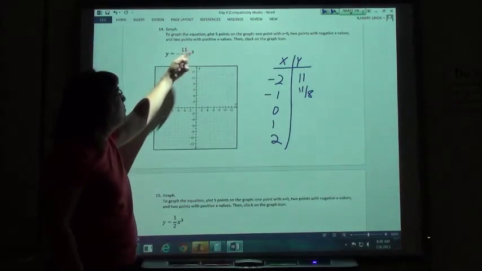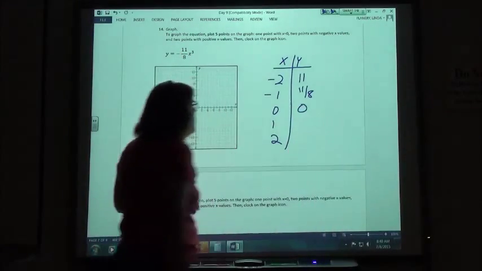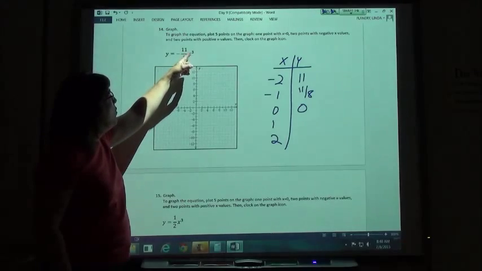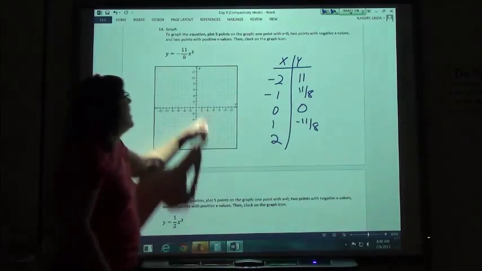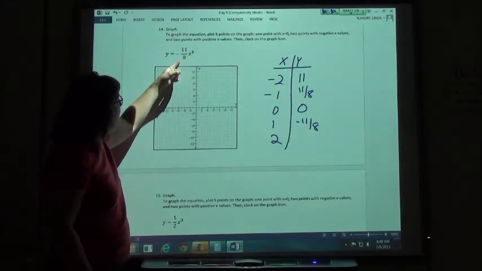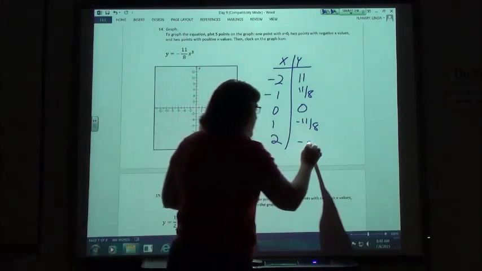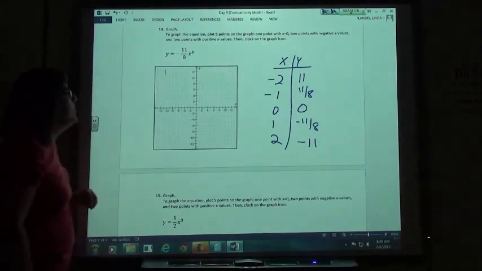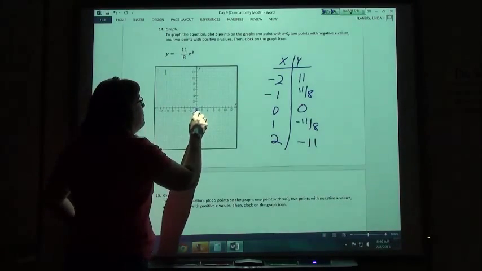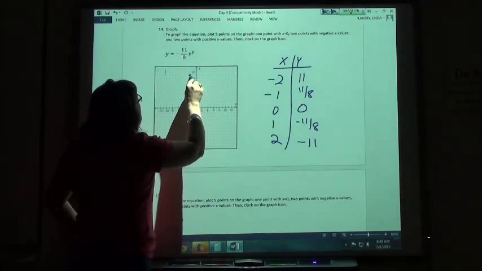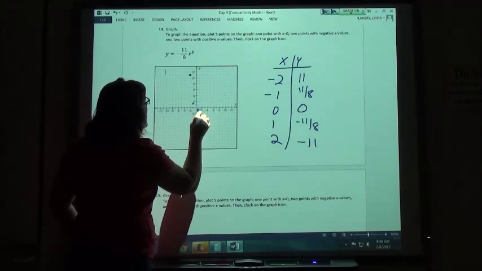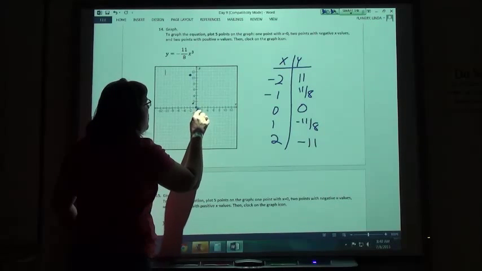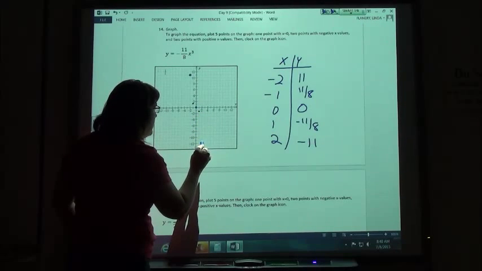0 cubed is 0. 0 times anything, still 0. 1 cubed is 1. 1 times a -11/8 is a -11/8. And 2 cubed is 8. The 8s will cancel out, so you get the -11. I've got my points. I'm going to plot them. So -2 is up to 11. -1 is at 11/8, so just a little higher than 1. 0, 0, 1 and -11/8, 2 and -11.